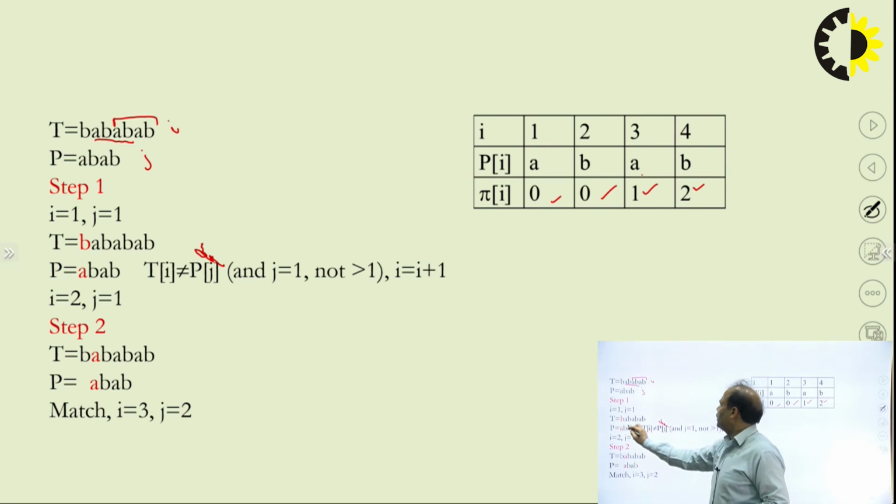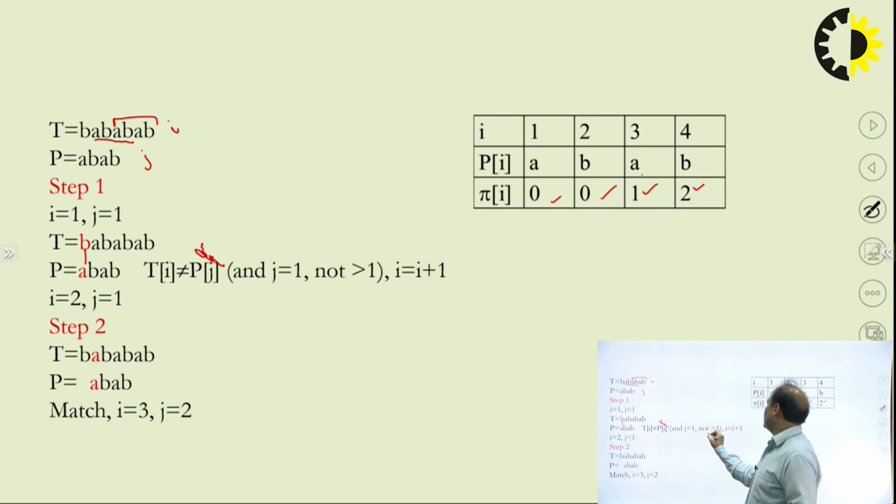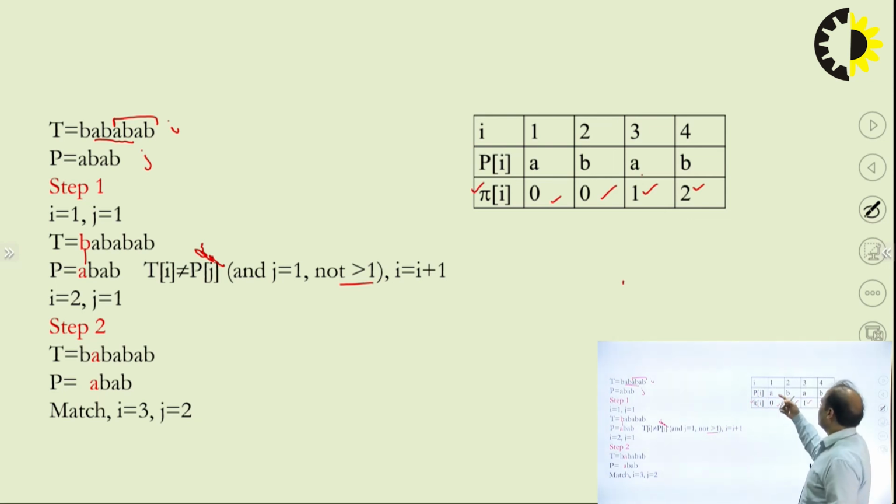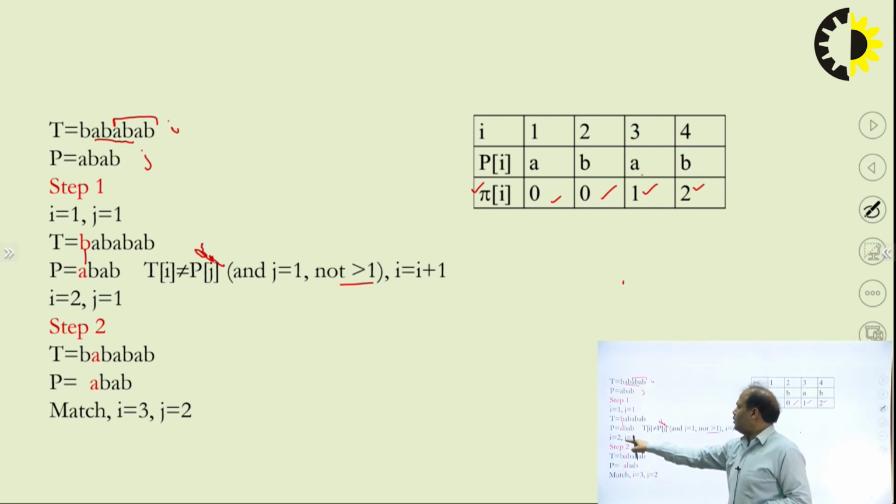Look at here, there is a mismatch and J is already 1. It must be greater than 1 in order to consult the pi. Since it is already 1, and you look at here, pi 1 will always be 0, so there is no need to consult it; every time you have to start from J equal to 1. So for this to work, J must be greater than 1. Only then do you need to consult the pi function. Otherwise, no need to consult the pi function, right? So that means I is still 2 and J is still 1.